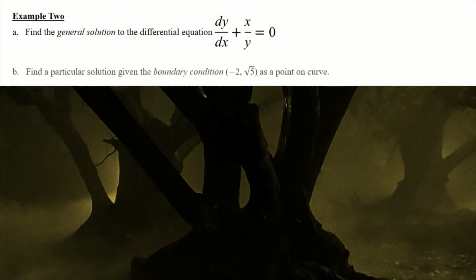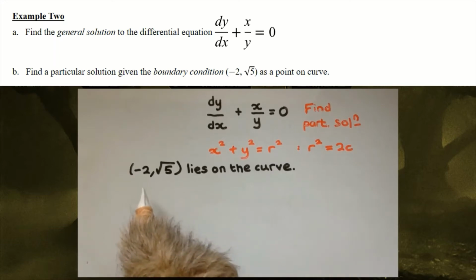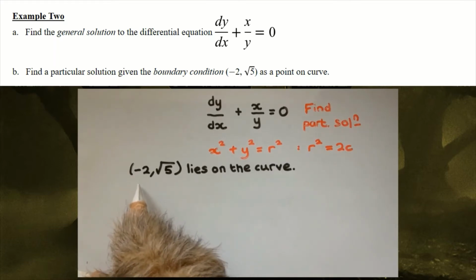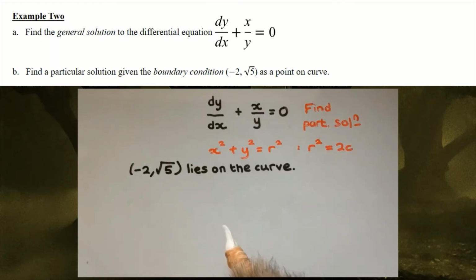And to follow up, in part B, we are going to now identify a particular solution, and we're given a boundary condition which is the coordinates -2, root 5, which is a point on the curve. So this will hopefully pin down our general solution to a particular solution. Now we have a bit more information. I've just added the coordinates that were given in the question. So we know that -2, root 5 is a point on the curve.